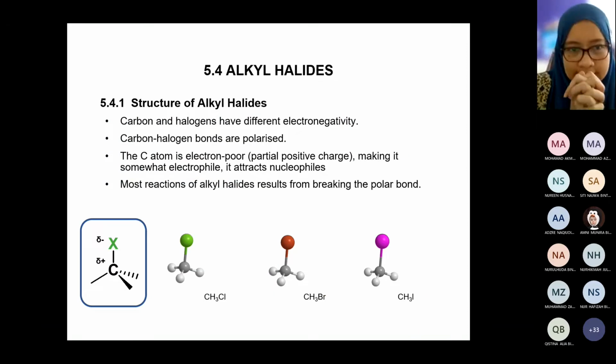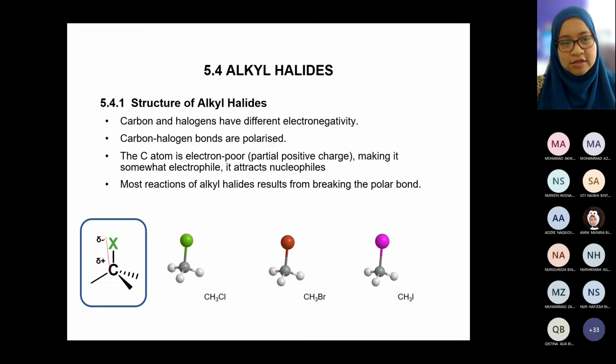Structure of alkyl halide. Okay, alright. So, carbon and halogen have different electronegativity. Okay, so this is our focus. So we have carbon and we have halogen. So we know that halogen is more electronegative than carbon, right? Okay, so this will cause the bond to be highly polarized.